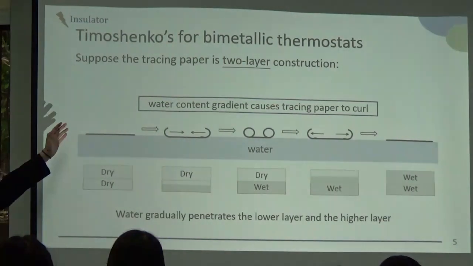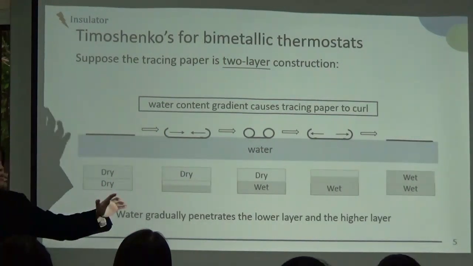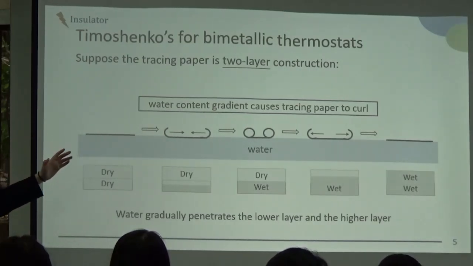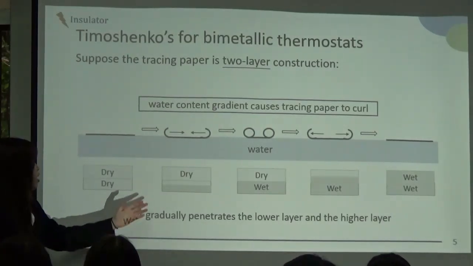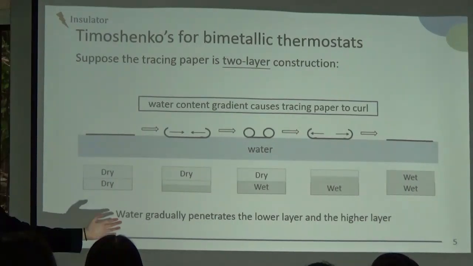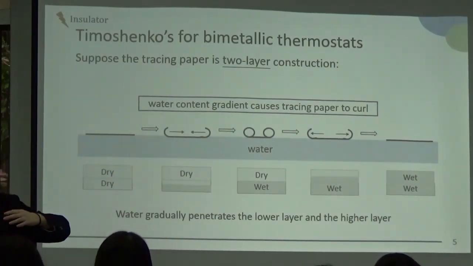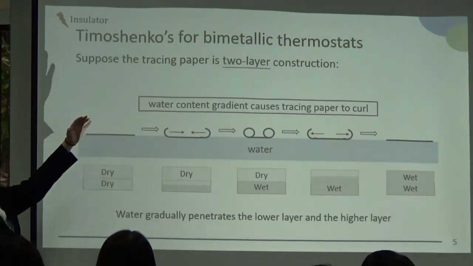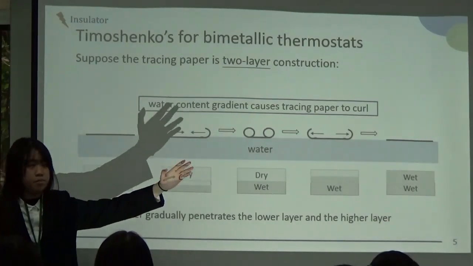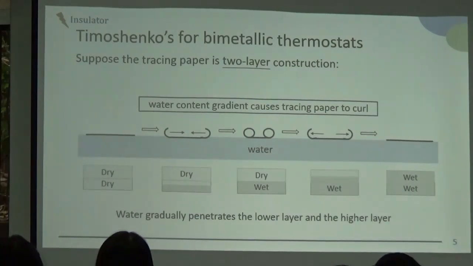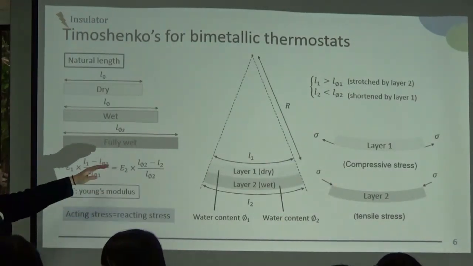And this is Timoshenko's work on the bimetallic thermostat. So we suppose the tracing paper is a 2-layer construction. And in the picture, you can see that the water gradually penetrates the lower layer, and then the higher layer. So we can know that the water content gradient causes the tracing paper to curl. And then I'll introduce this in more detail on this page.